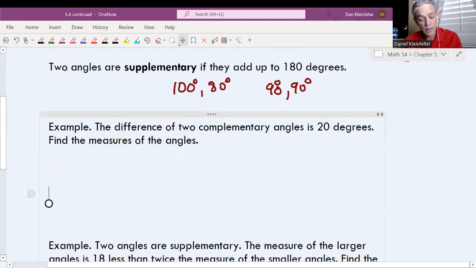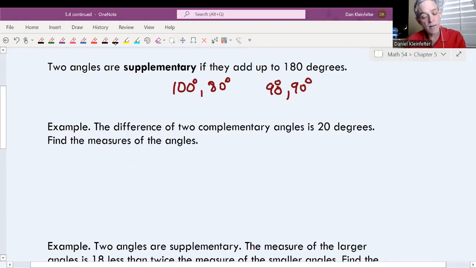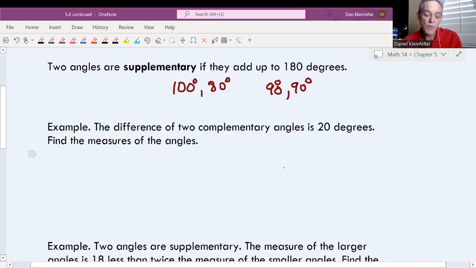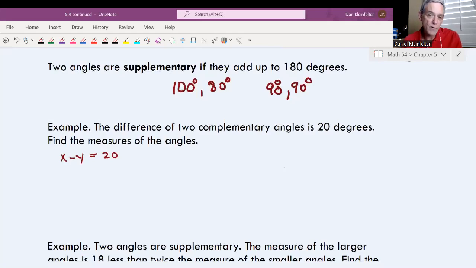Here, we're told that the difference of two complementary angles is 20 degrees, and we want to find the measures of the angles. So the difference, so we're going to subtract them, is 20 degrees. We'll use x and y for the angle sizes. The difference is 20. Ordinarily, when we're solving a system of two equations and two unknowns, we need a second equation. And here, the second sentence is just telling us to find the angles. So where do we get that second equation from?